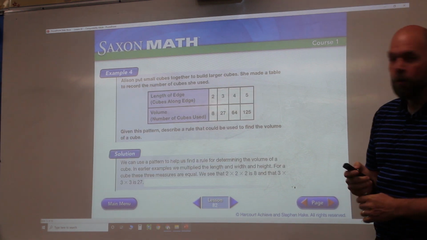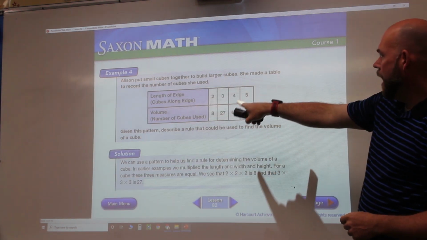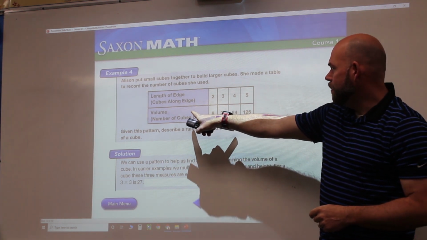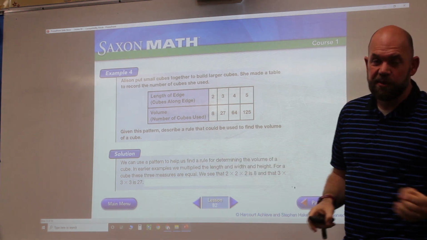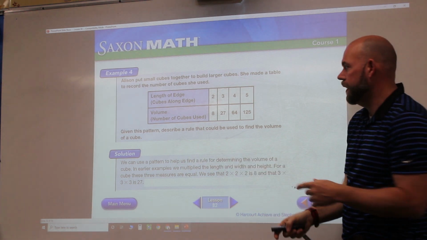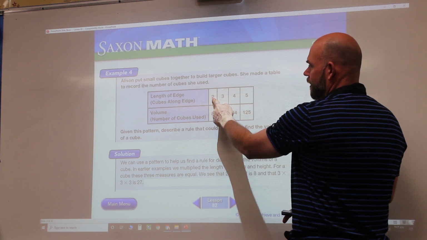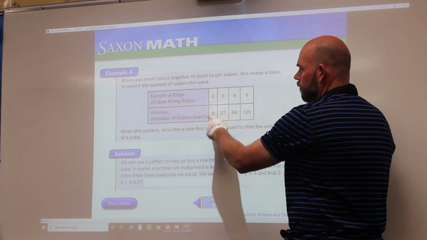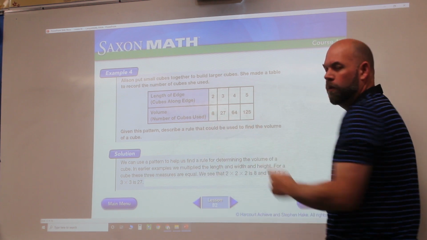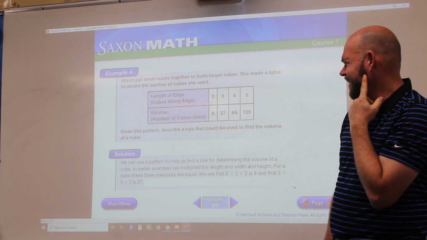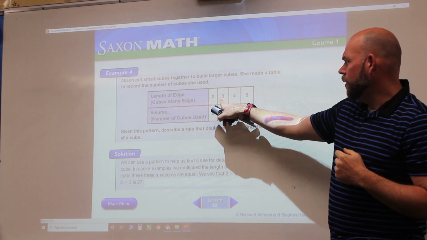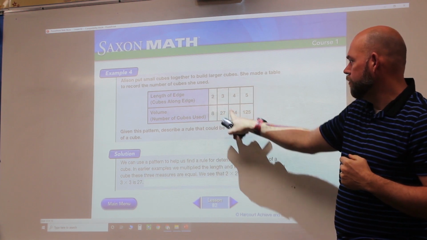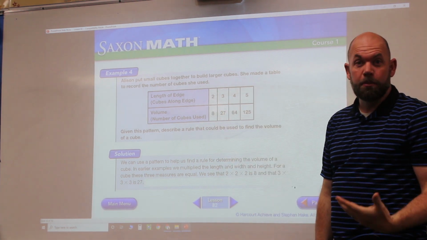All right, one more example. Here, Allison put small cubes together to build larger cubes. So she made a table to record her stuff, and this is a good thing to do, is to use a table to kind of show your data. So she says the length is 2, 3, 4, 5. You're going to see some patterns developing here. The volume would be 8, 27, 64, 125. Now you can think, what kind of pattern is that? Here we're just going up by 1 each time, but what's the relationship between 8 and 2, 27 and 3, 64 and 4? It's because the number is cubed.